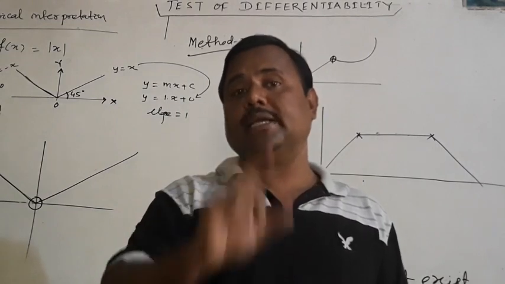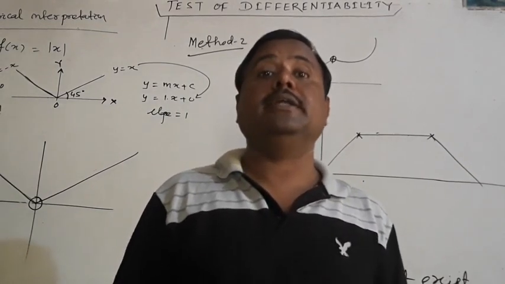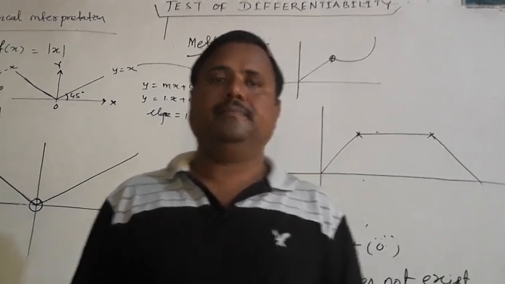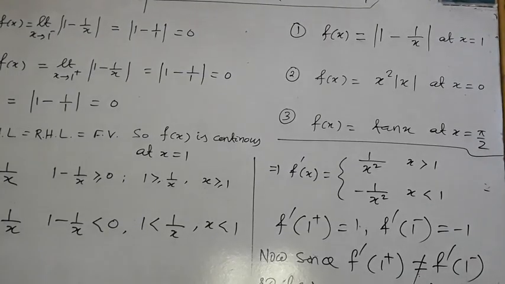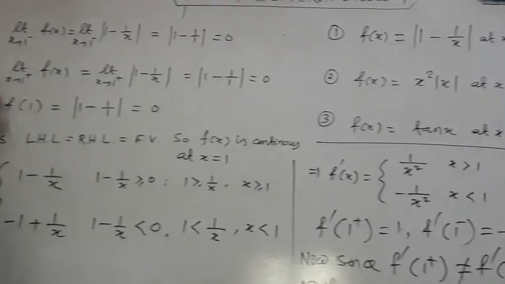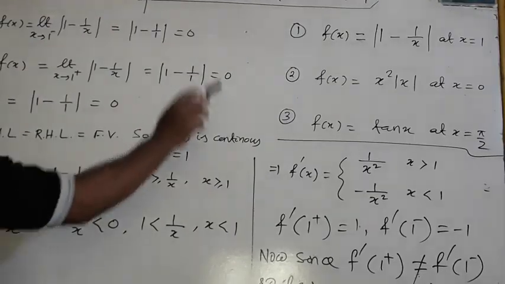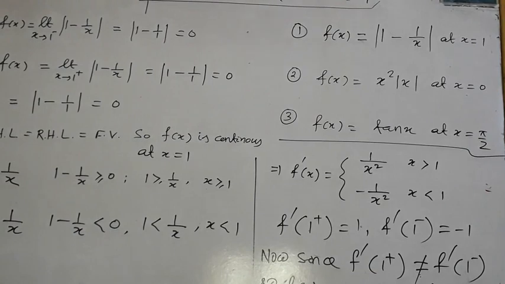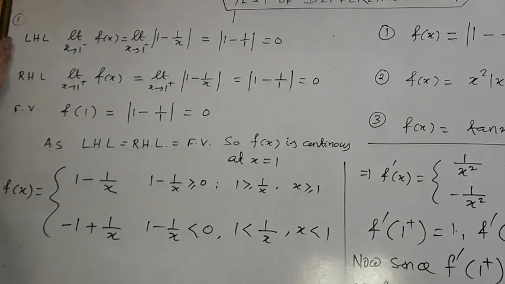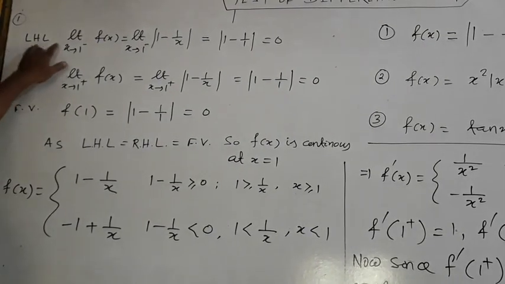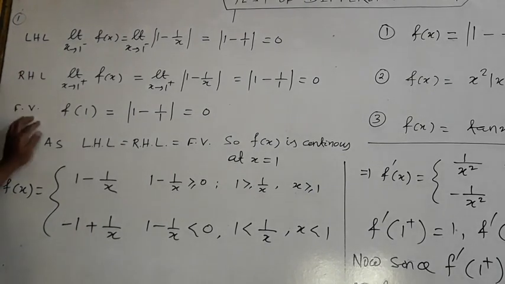This is the geometrical interpretation of differentiability. Take a screenshot of these 3 problems. The question asked is: test the continuity and differentiability of question numbers 1, 2, 3. First I am taking question number 1. f(x) is equal to mod of 1 minus 1 by x, at x is equal to 1. For continuity you have to find the left hand limit, right hand limit, and then the functional value.